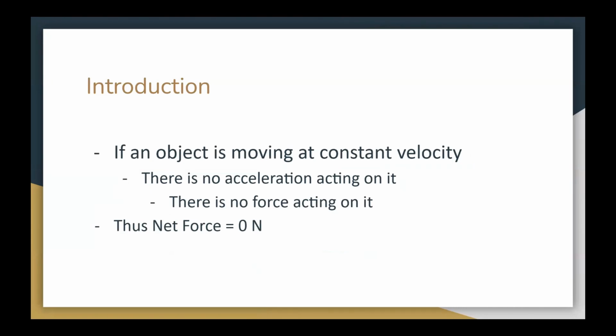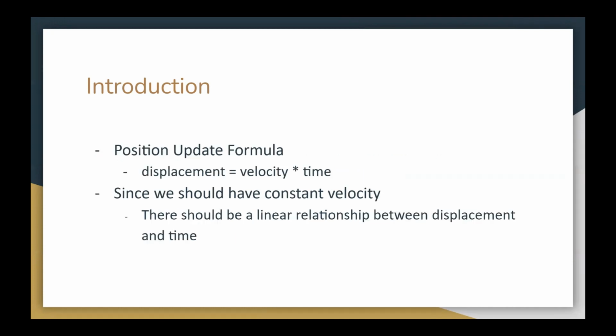All right, so if the object is moving at a constant velocity, that means there's no acceleration acting on that object. If there's no acceleration acting on an object, that means there's no force acting on the object, and thus your net force is equal to 0 newtons. If you have no force acting on your object, your position update formula can be simplified to just displacement is equal to velocity times time. Since we should have a constant velocity, this formula should be accurate enough to model this experiment. It should be a linear relationship between the displacement of the object and the time.